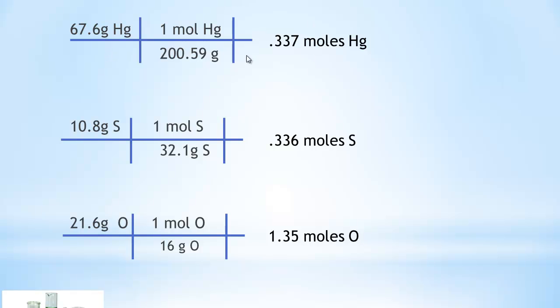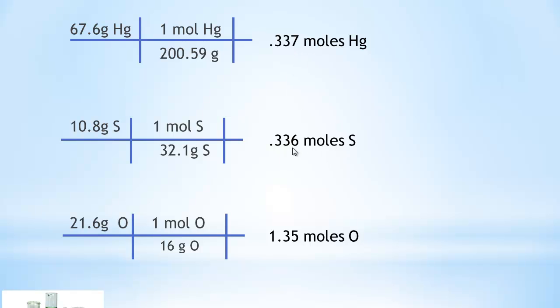We can find the percent or the grams all day long, but that won't indicate how many actual particles there are. So when we convert from grams to moles, remember the mole is simply a way that we can look at the number of particles in that particular substance. And when we can compare the number of particles of mercury to the number of particles of sulfur to the number of particles of oxygen, that will help us figure out the simplest arrangement of these three to each other.